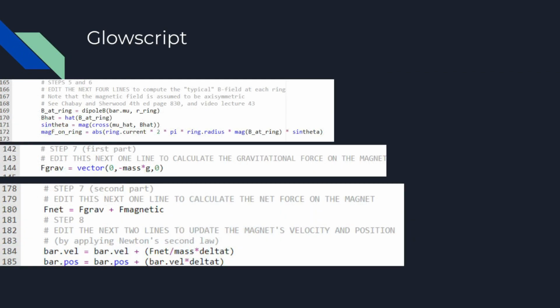In these next lines of code, I computed a typical B field of each ring, and I found the gravitational force. I found the net force on the magnet, and I updated the magnet's velocity and position throughout these lines of code.